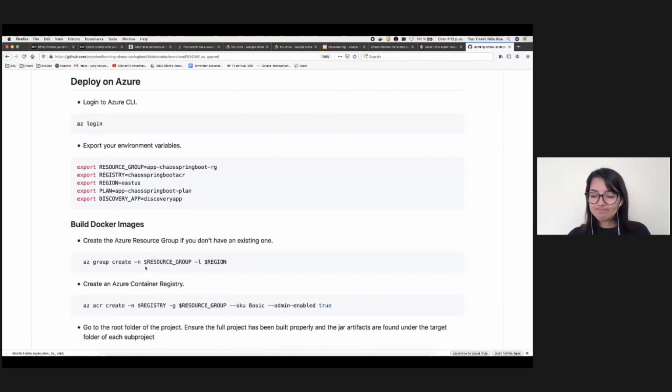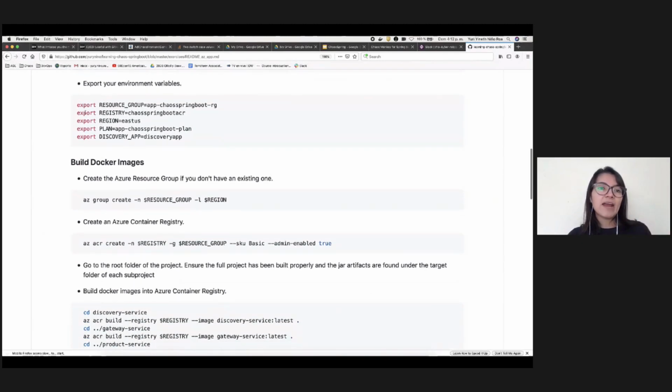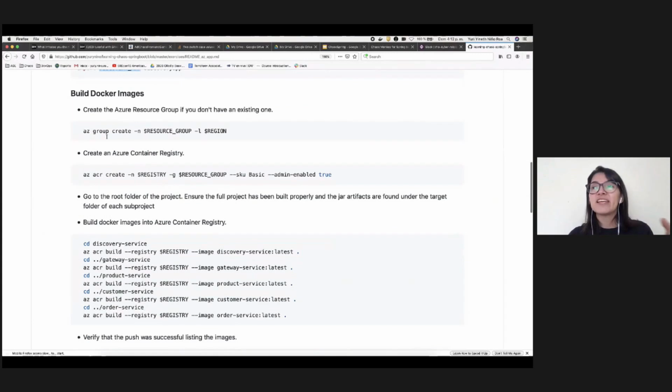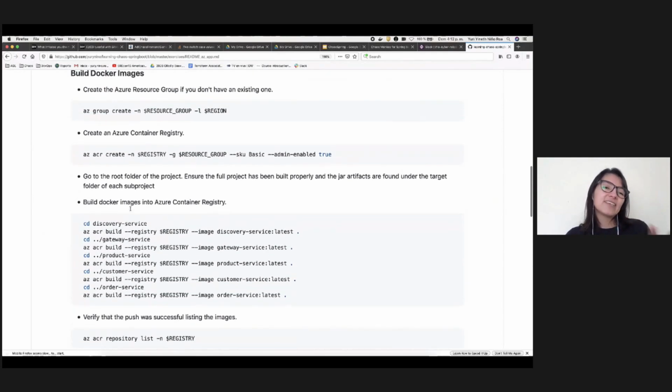We are going to use a command to log in with the Azure CLI. Then there are the environment variables required to run the commands in an easy way. We need a variable for resource group, registry, region, plan, discovery, and the name of the application. Here I am providing the commands for deploying the discovery service, but the idea is similar for the other microservices: order service, product service, and customer service.